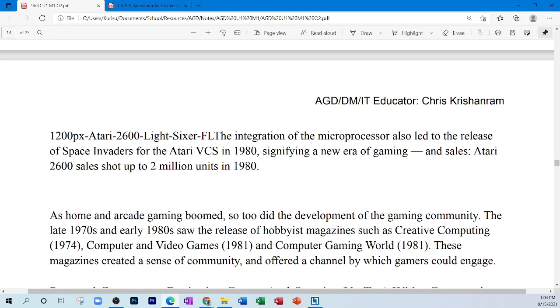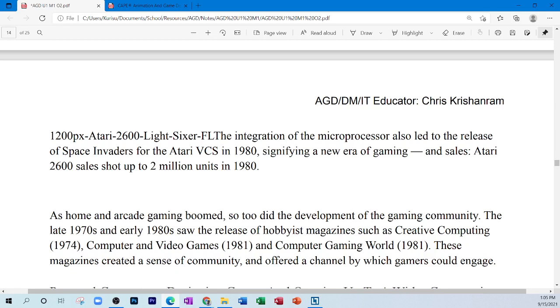The integration of the microprocessor also led to the release of Space Invaders for the Atari VCS in 1980, signifying a new era of gaming. Atari 2600 sales shot up to 2 million units in 1980. As home and arcade gaming boomed, so too did the development of the gaming community. The late 1970s and the early 1980s saw the release of hobbyist magazines such as Creative Computing, 1974, Computer and Video Games, 1981, and Computer Gaming World, 1981. These magazines created a sense of community and offered a channel by which gamers could engage.